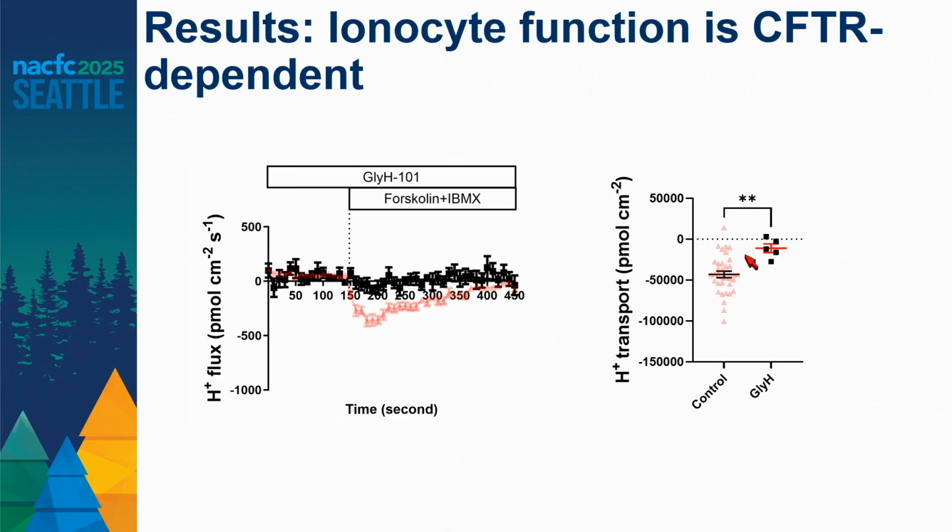it's blocking the pH modulation there when we calculate the area under the curve after forskolin IBMX stimulation.